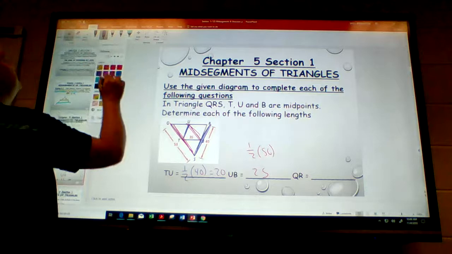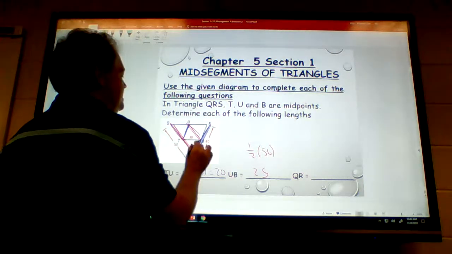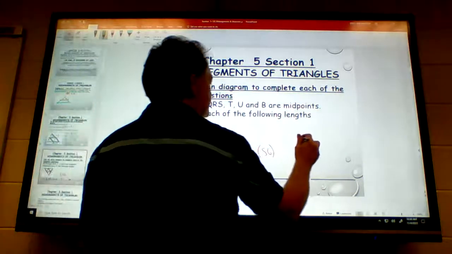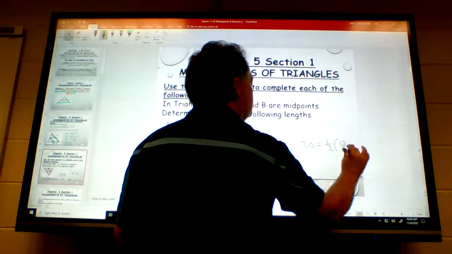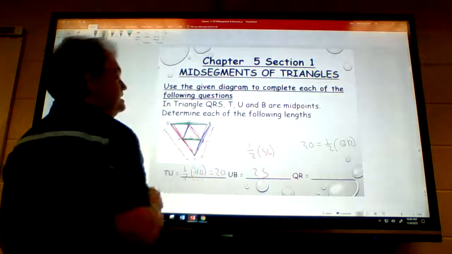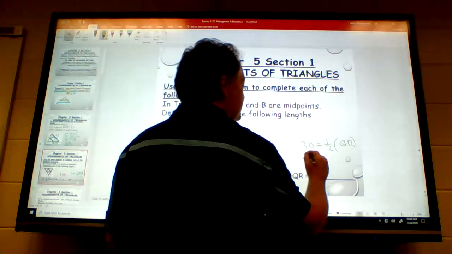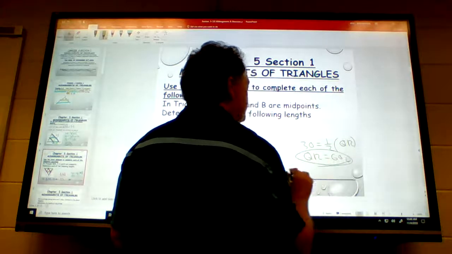And then TB. Well, TB is 30. QR is the whole segment. So 30 equals 1/2 of QR. Now, the reason why is because 30 is the midsegment. So it's half of QR. So that means I'm going to double it, and I get QR equals 60.